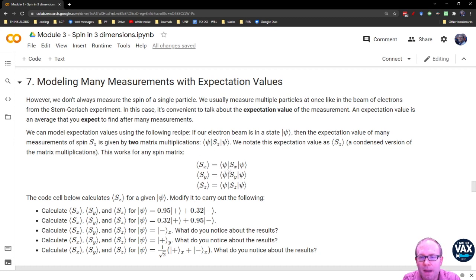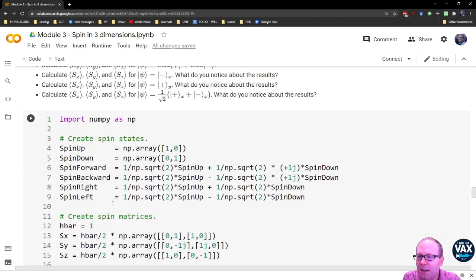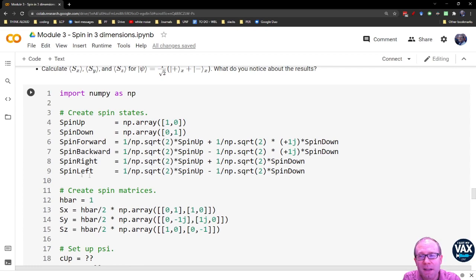And so if you want S sub x, you replace that with S sub x. If you want S sub y, you replace it with S sub y. This is going to be the average for many, many measurements that you take with that beam of electrons. And so we've got a code cell here for you that creates all the spin states that you need.